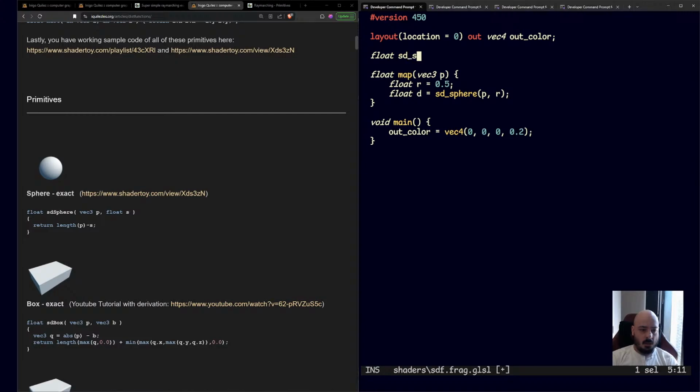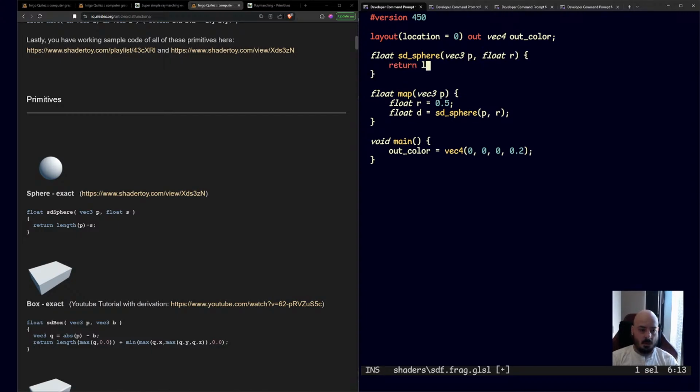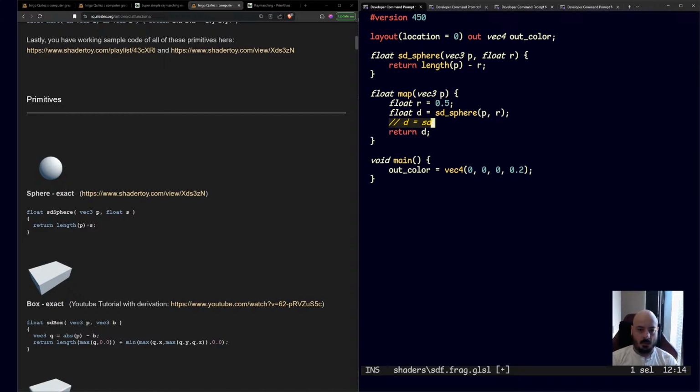So let's see. SD sphere is going to take in a vec3 and a float and return length p minus r. Okay, return d. So then we could do something like d equals min D, something like this, right? That's how you would add more objects to the scene. So we're just going to start with 1.